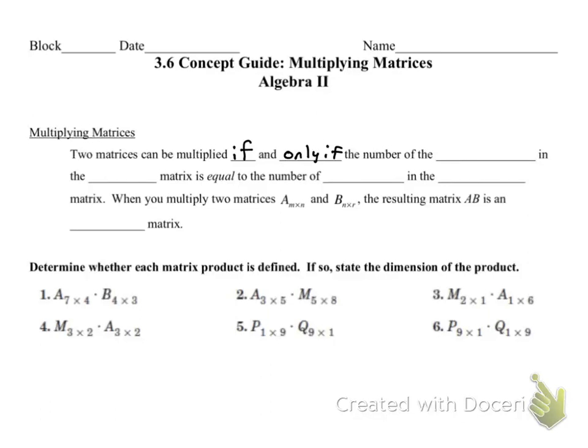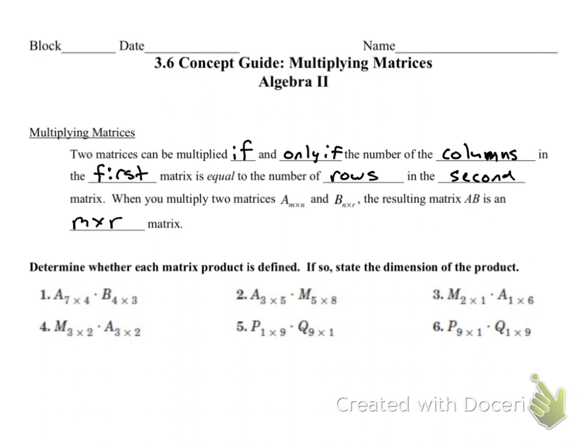Two matrices can be multiplied if and only if the number of columns in the first matrix is equal to the number of rows in the second matrix. Okay? When you multiply two matrices, the resulting matrix AB is an M by R matrix.